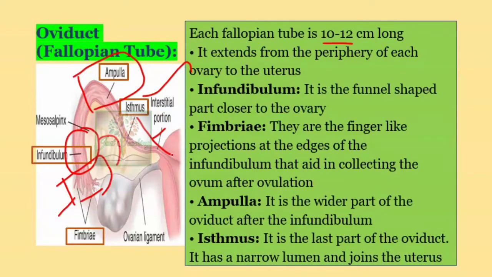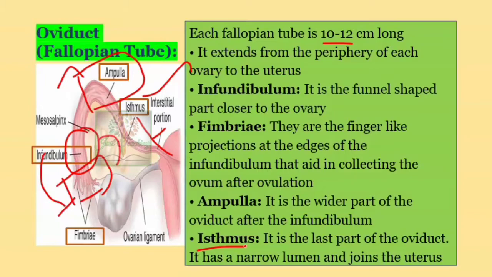So these are the parts of the oviducts or the fallopian tubes, which start with a funnel-shaped structure called the infundibulum, which leads on to the finger-like projections called fimbriae, and the wider part of the fallopian tube we call the ampulla, and then the final part of the fallopian tube, which is a little narrow in nature, we call the isthmus. The isthmus is the one which will be connected to the uterus.